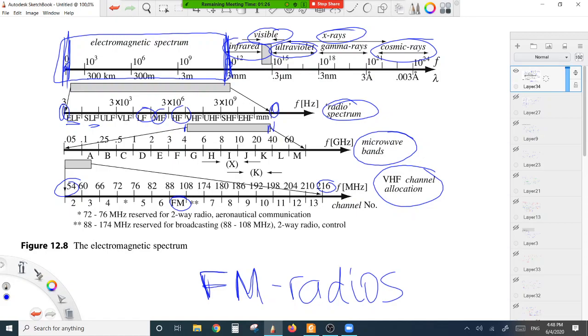Okay, I think this is all. This is not all about the electromagnetic spectrum, but this is the general idea about the electromagnetic spectrum.